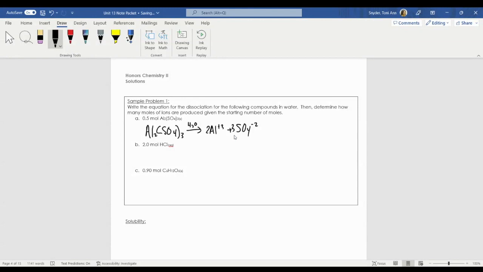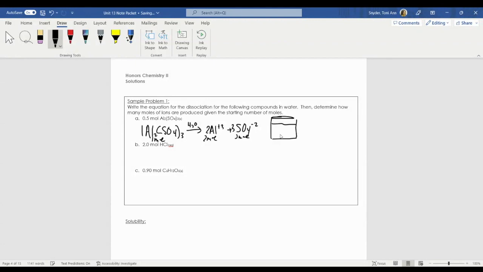So we showed the dissociation, and this technically is balanced now. So 1 mole of aluminum sulfate will dissociate into 2 moles of aluminum. We'll write this down. 1 mole of that dissociates into 2 moles of aluminum and 3 moles of sulfate. So if I were to have a particle diagram of this, let's try to draw a beaker.